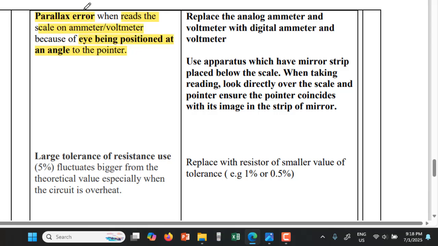Macam mana kita nak overcome the parallax error? Salah satu cara, seperti yang kita dah cerita dalam report writing experiment 1, we might replace the analog ammeter and voltmeter with digital ammeter and voltmeter. Itu salah satu cara. Dan cara kedua ialah we use the apparatus which has a mirror strip. So when we take the reading, we have to look directly over the scale and the pointer, and then we ensure the pointer coincides with the image in the mirror strip.